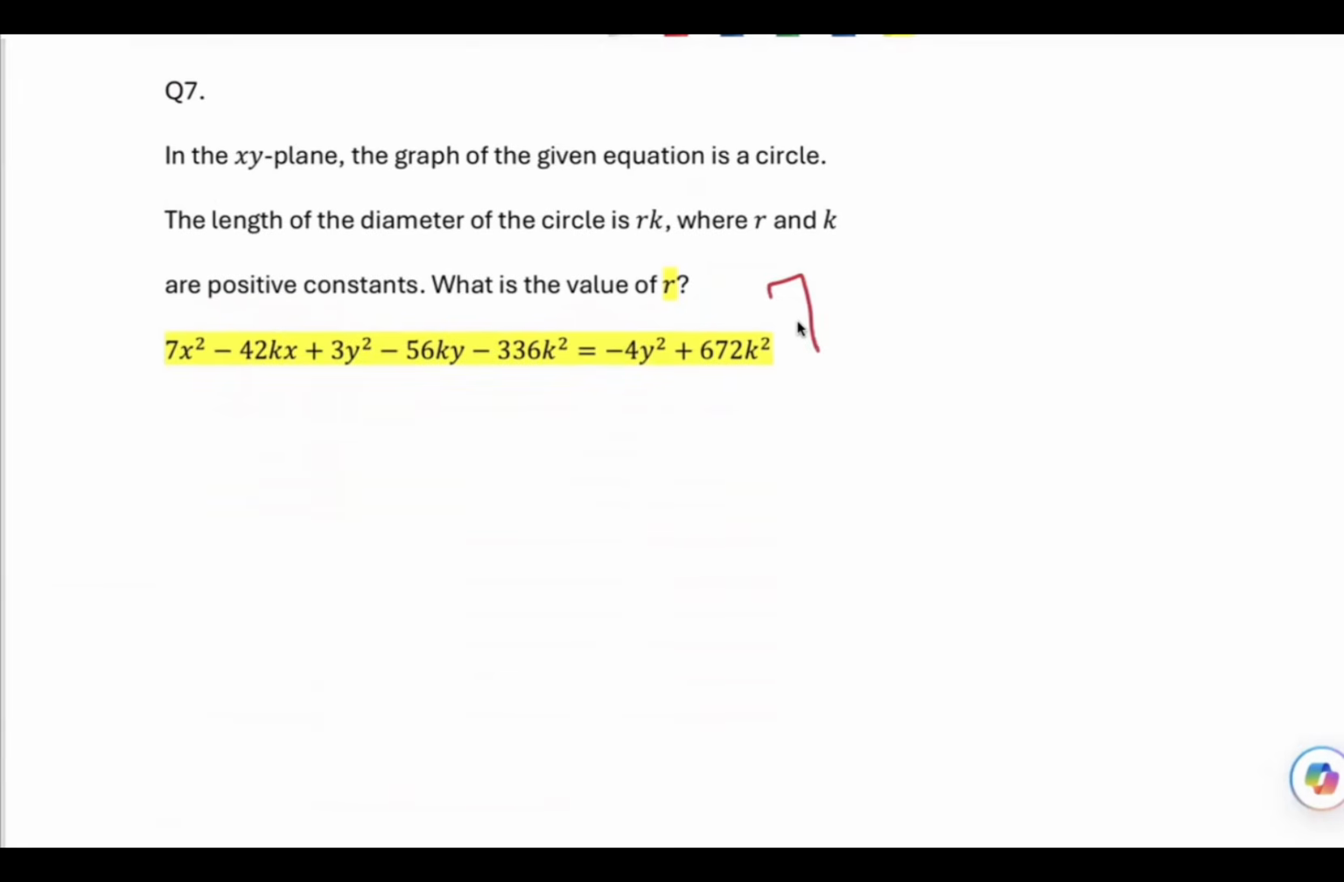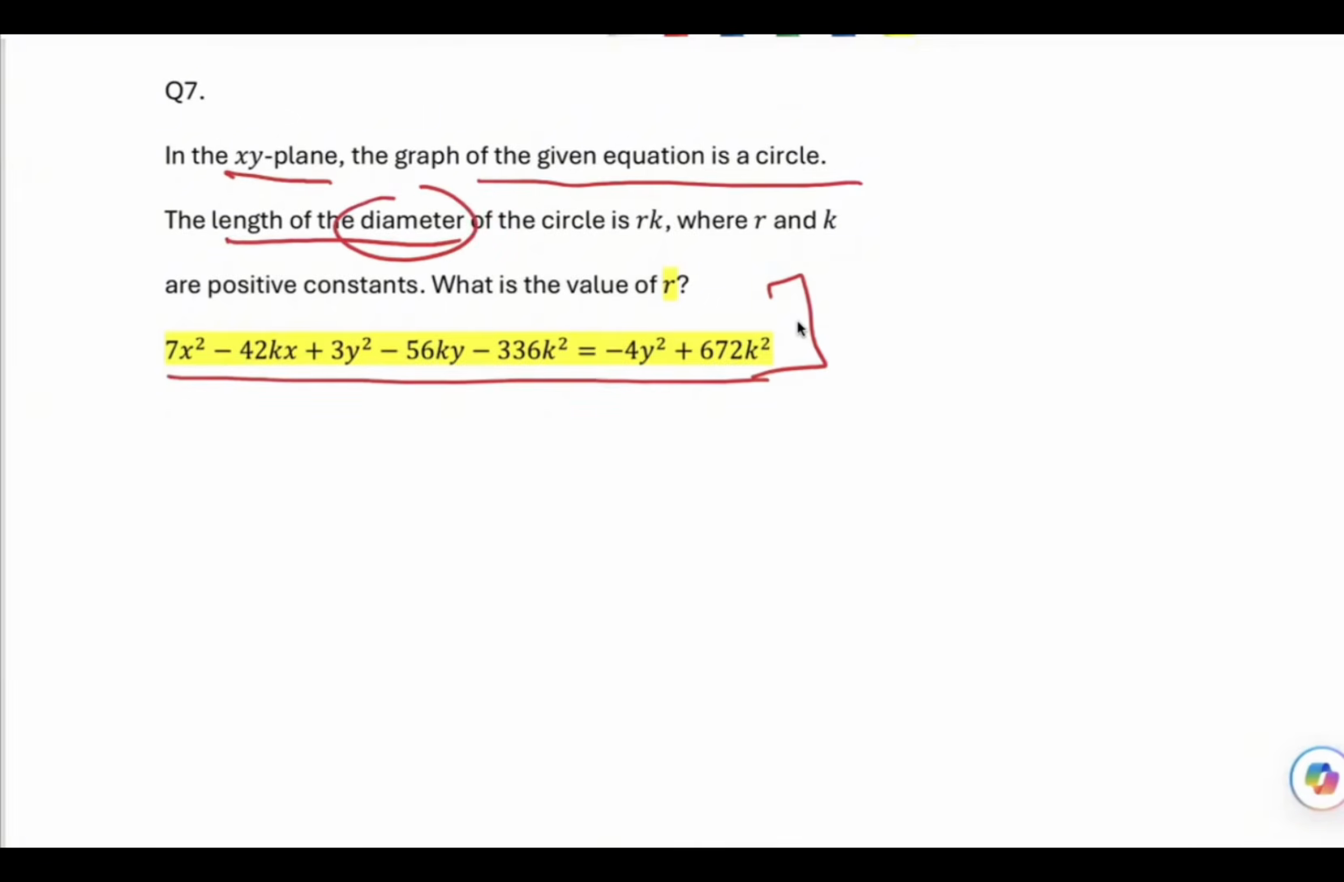This is a circle question. It looks complicated. Question 7. Look at it. They have given you this expression. They said in the xy-plane, the graph of the given equation is a circle. The length of the diameter is RK, where R and K are positive constants. What is the value of R? This is key. If you don't pay attention, you're going to get the question wrong. They want you to find R. So the R is in front of K, and the diameter is RK. So pay attention when we get the answer.